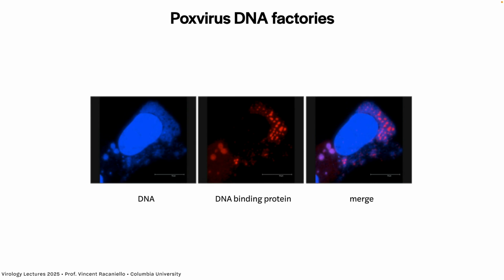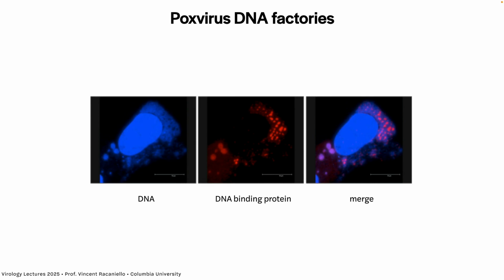So here is an infected cell. It's stained with DAPI. The blue stains DNA, right? DAPI stains DNA. So you can see the nucleus there. And then there's some DNA in the cytoplasm. That's viral DNA being replicated in the cytoplasm. So these are what are called factories, where viral replication occurs in the cytoplasm.